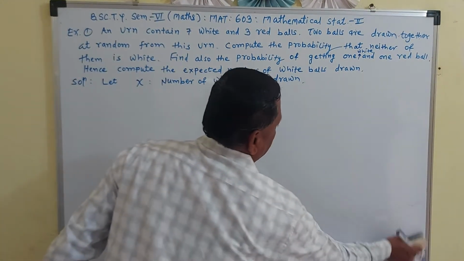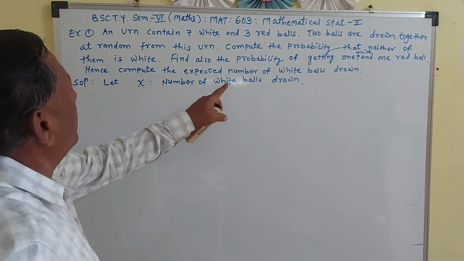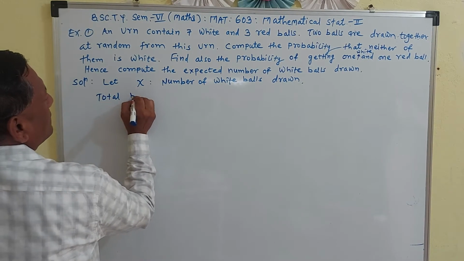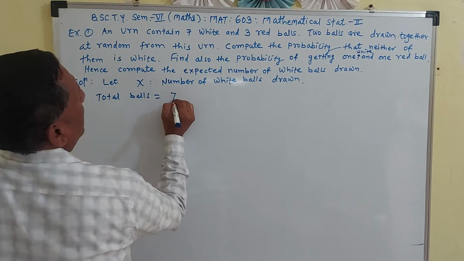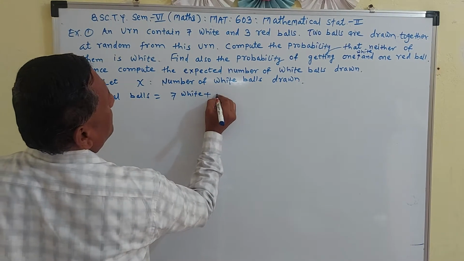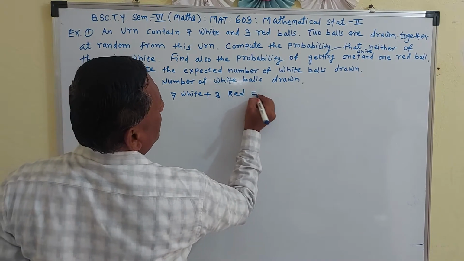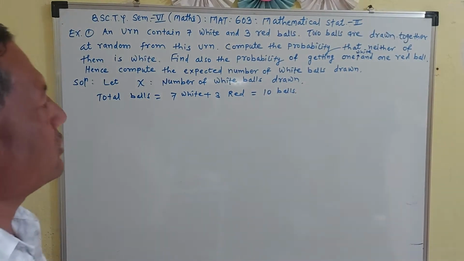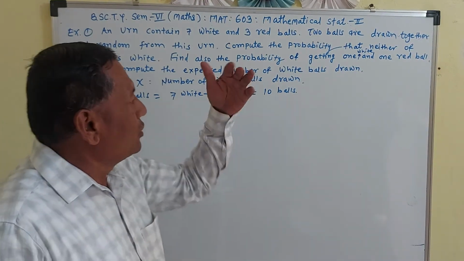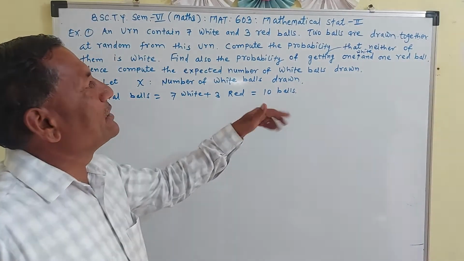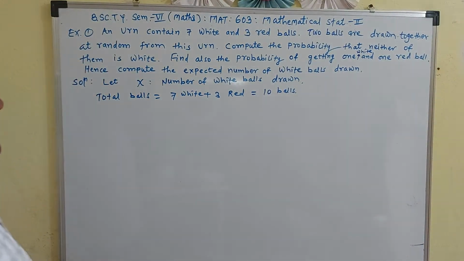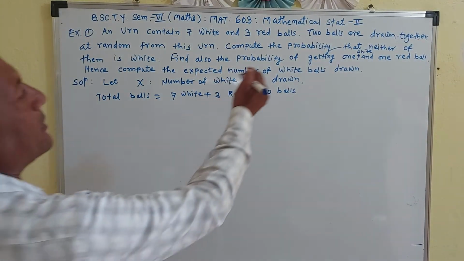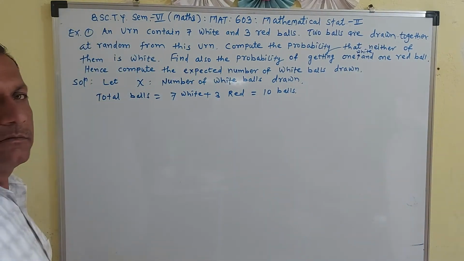So first, how many balls? Total balls is equal to 7 white plus 3 red, so 7 plus 3, 10 balls. And you have to draw 2 balls at random. That means from 10 balls, you draw 2 balls in 10C2 ways. Therefore, the exhaustive number of cases is 10C2.